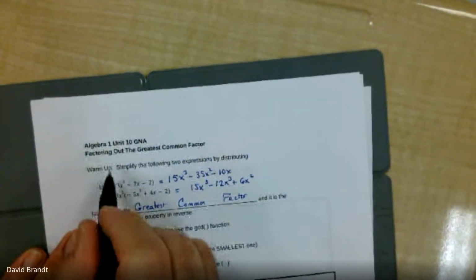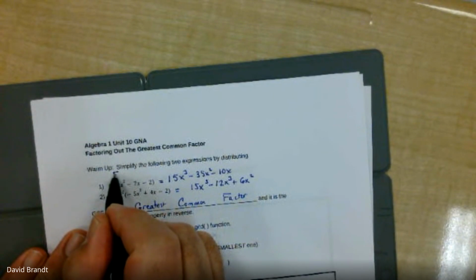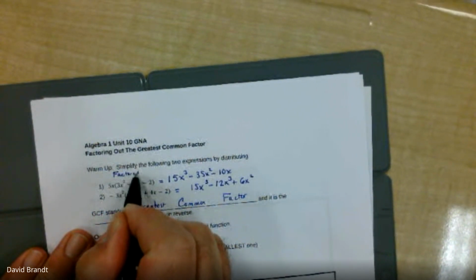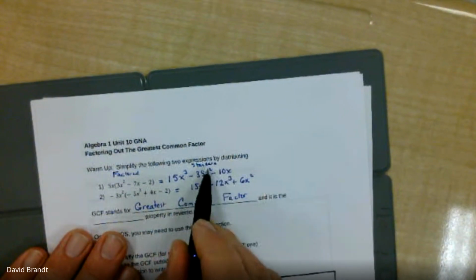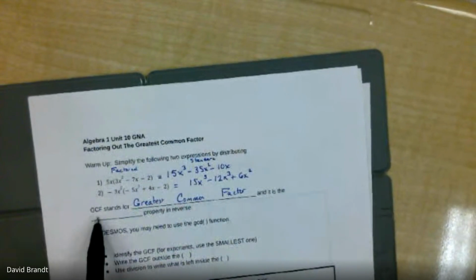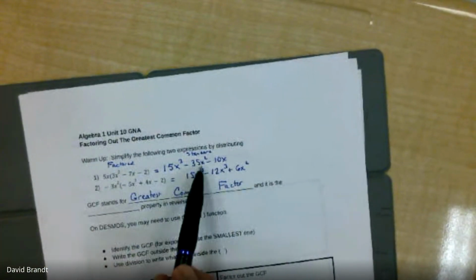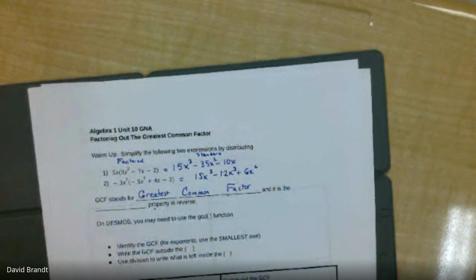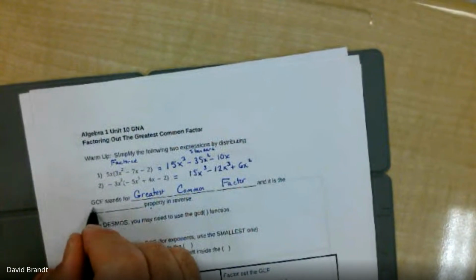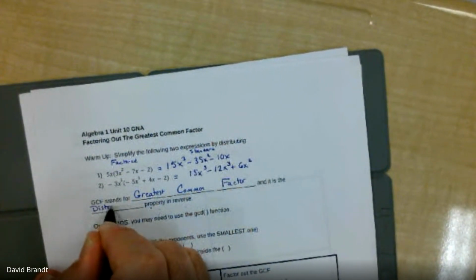Now, again, you started off in factored form. That's factored form, and your answer was in standard form or simplified form. It's the same thing, okay? Now, what we're going to be doing in this section, we're going to be doing this in reverse. GCF stands for greatest common factor, and it is the blank property in reverse. What property is it in reverse? Well, what did you just do up here? You distributed. GCF is the distributive property in reverse.